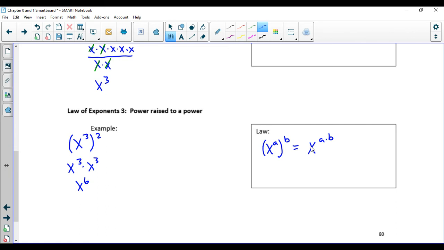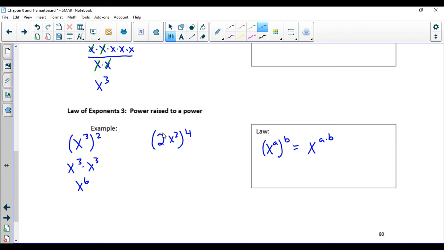Now, sometimes you may have more than one base raised to that additional power. So, for example, if I had, say, 2x to the 3rd, and that's all raised to the 4th power. So now the 2 has to be raised to the 4th power and the x to the 3rd has to be raised to the 4th power because they're both in parentheses.